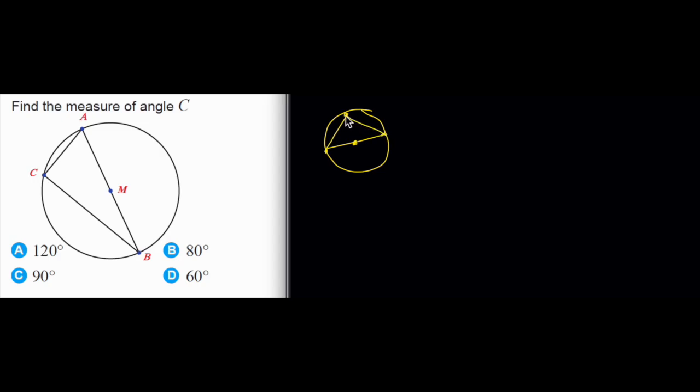Its vertex lies on the circumference of the circle, on the circle. So this angle always measures 90. You can draw it here also. This angle measures 90. So measure of angle C equals 90, so the answer is C.